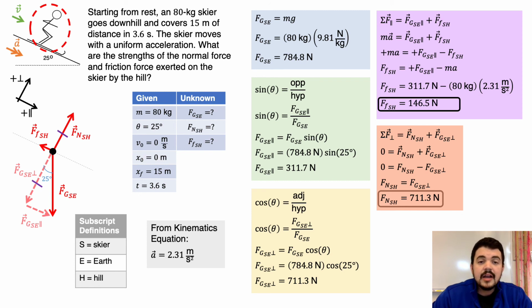We then wrote net force equations for the parallel and perpendicular directions and used those to find the friction and normal force. We did have to take a quick aside into kinematics to find our acceleration value, and once we had that, we were good to go.